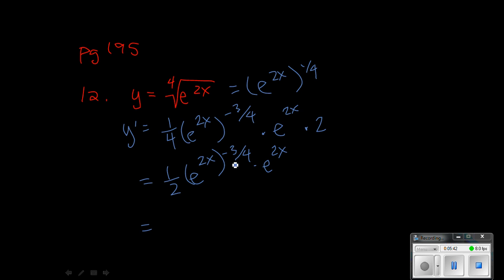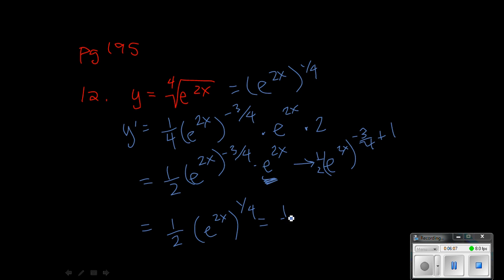And then you could even simplify this a little bit, because really this would be, let me put the 1/2 there. So 1/2 e to the 2x, and it's going to be negative 3/4 plus 1 because of this. This is the 1 here. So you could simplify this to 1/2 e to the 2x to the 1/4. And if you wanted to even go further, you could say e to the 1/2 x by multiplying the 1/4 and the 2. So this would be your super simplified answer.